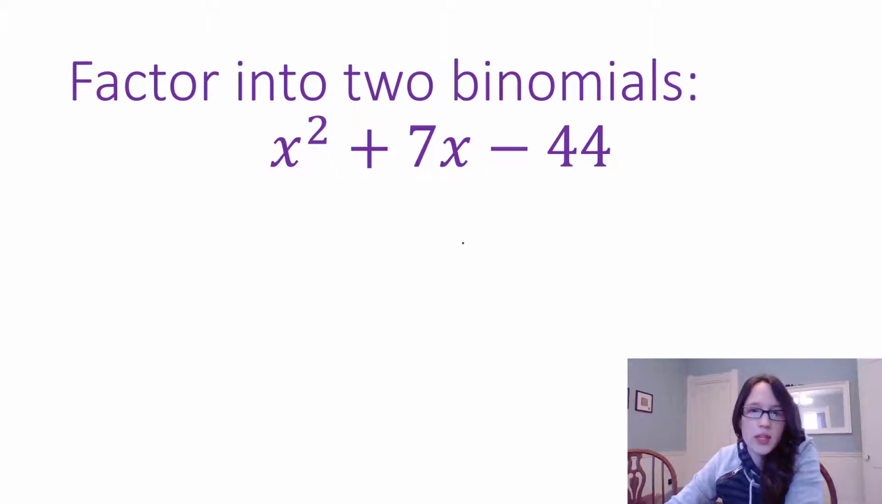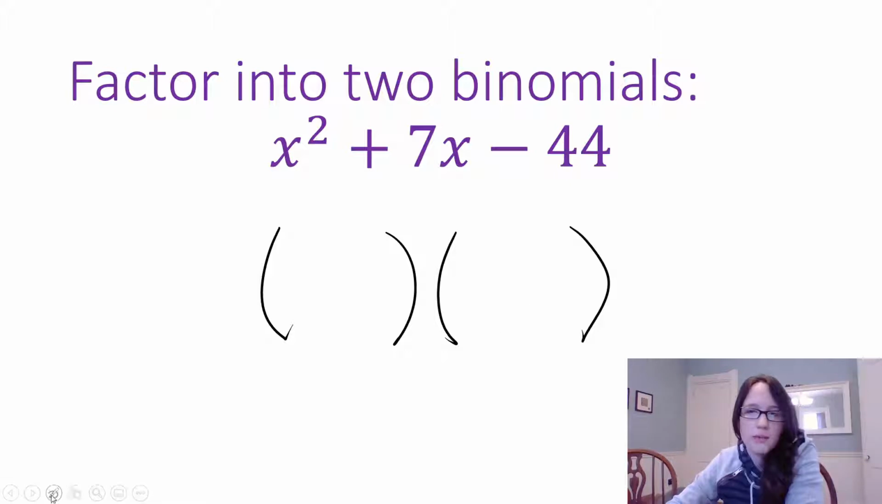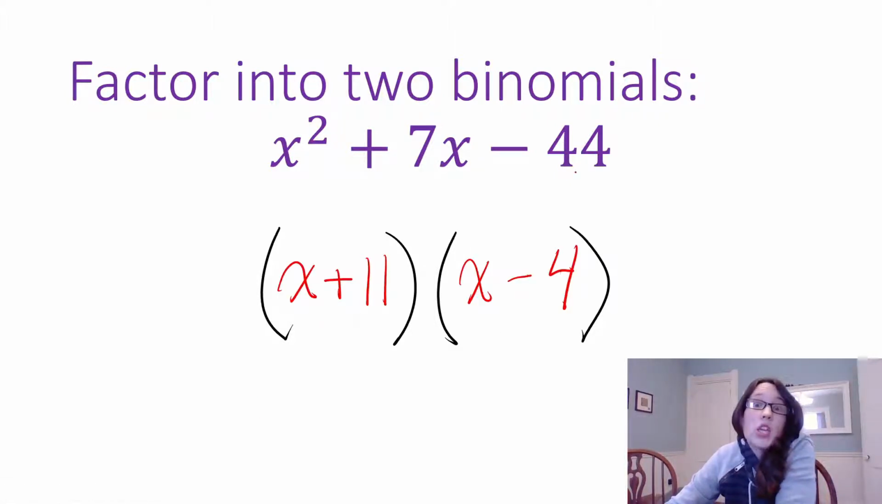Now, we also did things that look like this. Factor into two binomials. We know how to do this. We are looking for a product of binomials that when we multiply, we get this quadratic. And sure enough, we get x plus 11 and x minus 4 because of our factors of negative 44.